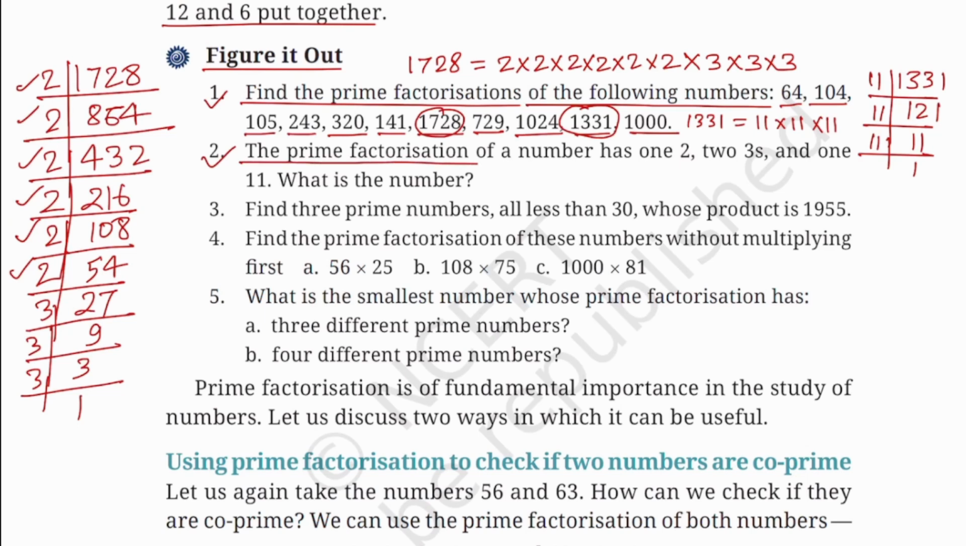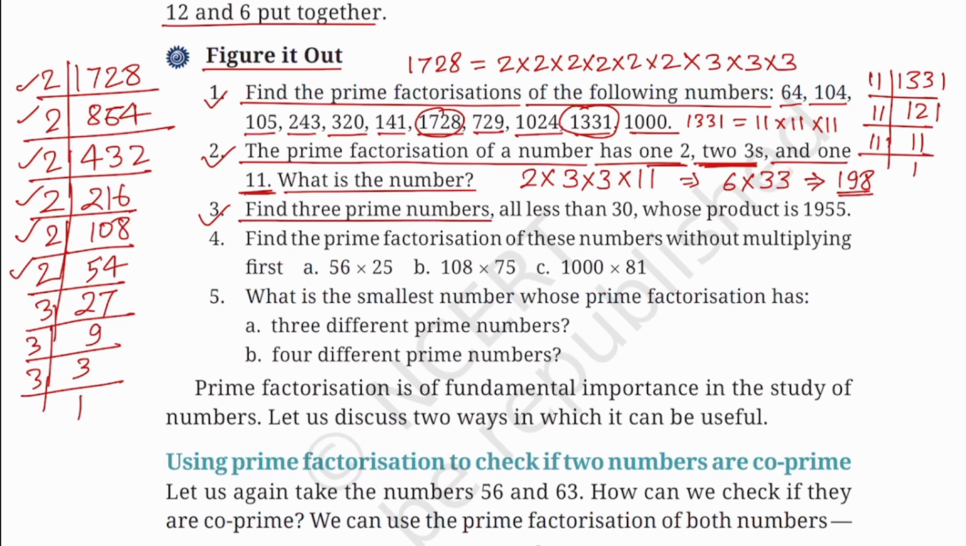2. The prime factorization of a number has 1 two, 2 threes, and 1 eleven. What is the number? It is said 1 two, 2 threes, and 1 eleven. The number is 198.